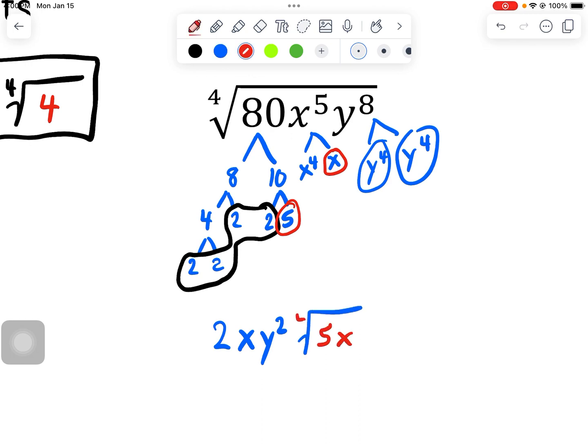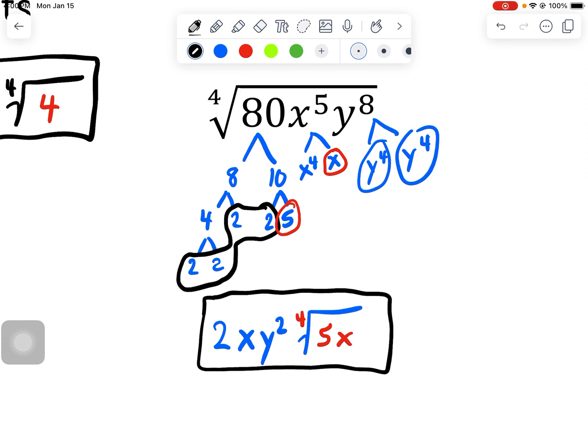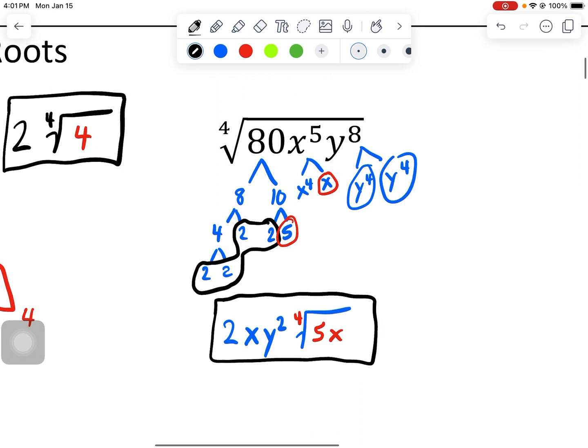And I also want to try to remember to write my index. It's not the end of the world, but you do want to remember you were taking the fourth root. The fourth root is technically different than the square root, so try to remember that for your final answer.